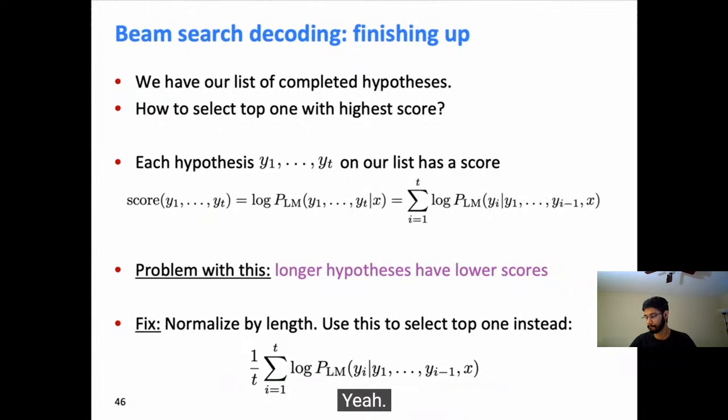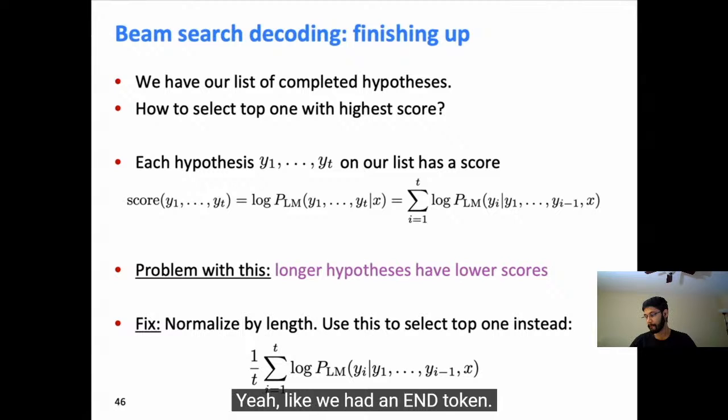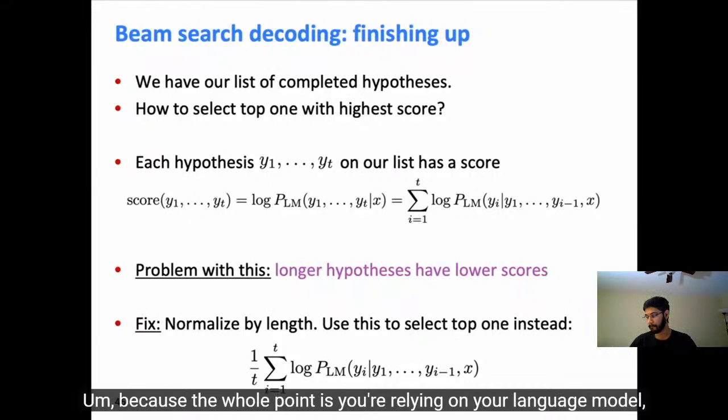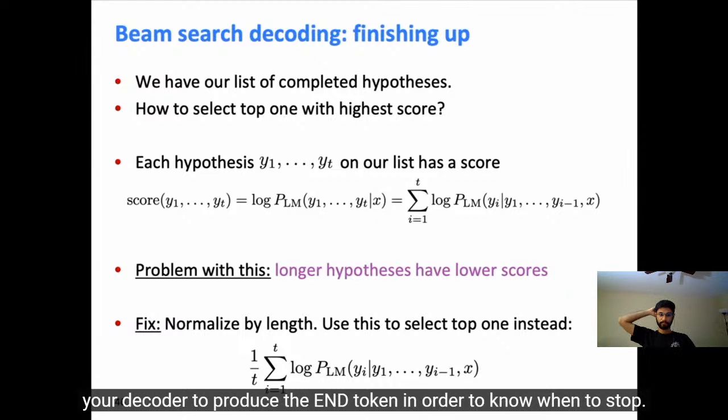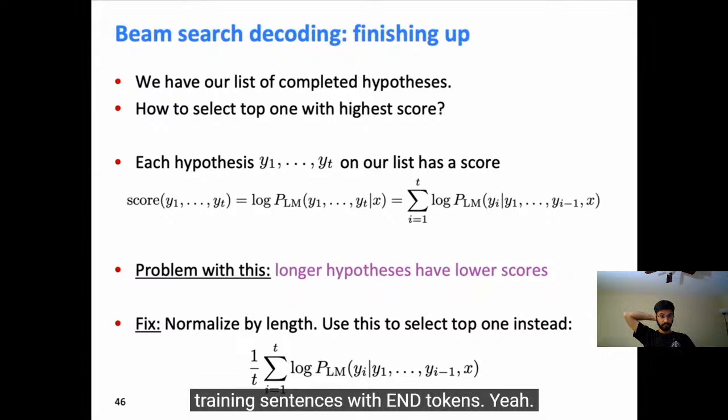Yeah. Do we train with an end token so that it is possible to predict that token? I didn't quite hear the end. Do we train with the end token? Yeah, like we add an end token. Yes, so you train with the end token if that's your question, because the whole point is you're relying on your language model, your decoder, to produce the end token in order to know when to stop. So you need to train it to produce the end token by giving it examples of training sentences with end tokens.